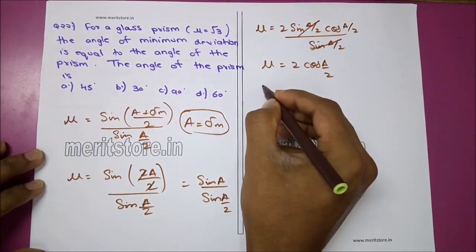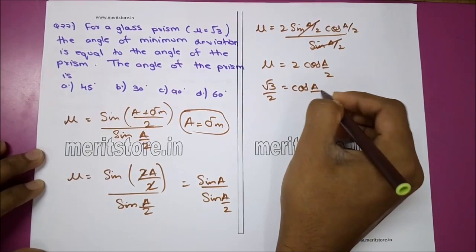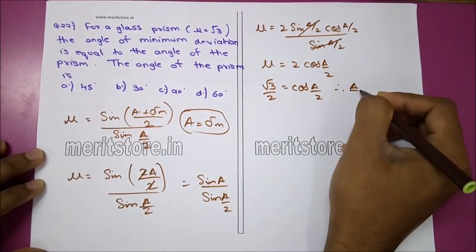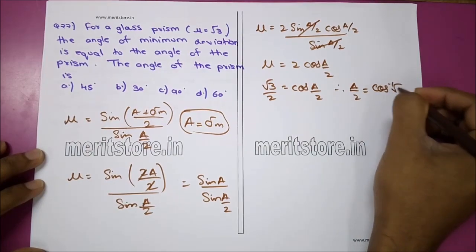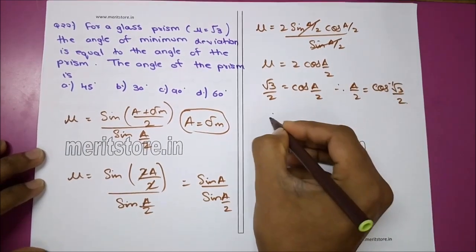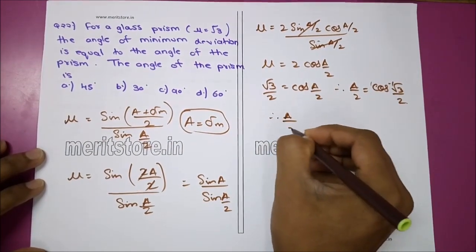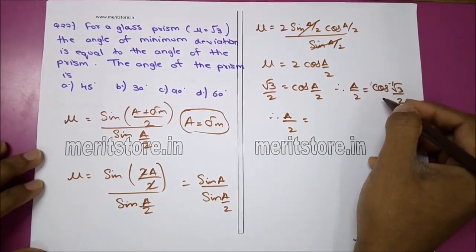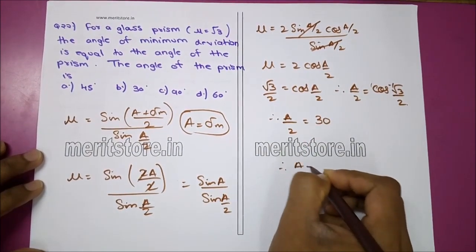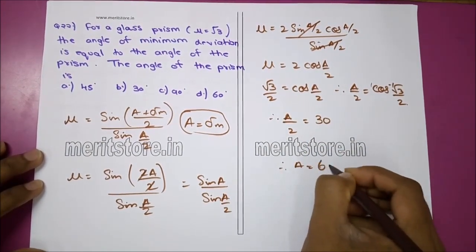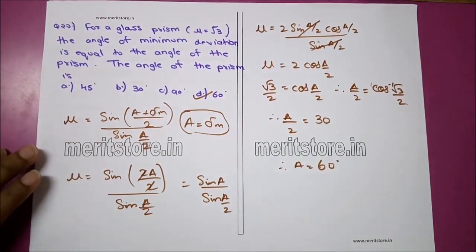Mu is given as root 3. So root 3 upon 2 is equal to cos of A by 2. Therefore A by 2 is equal to cos inverse of root 3 upon 2, which is nothing but 30 degrees. Therefore A will be equal to 30 into 2, that is 60 degrees. Hence option D is the correct answer.